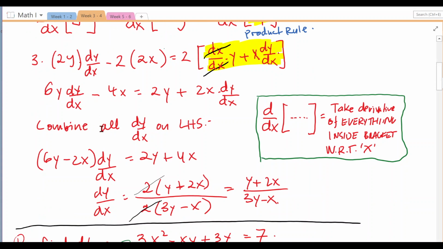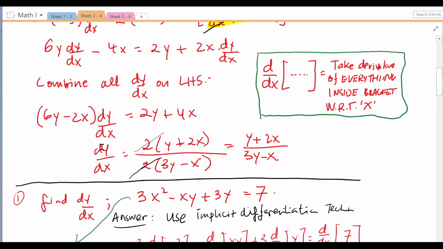Next we combine all the dy/dx on the left hand side. Moving this term to the left, we have (6y − 2x) dy/dx, and moving this term to the right hand side, it becomes 2y + 4x. Therefore our dy/dx equals (2y + 4x)/(6y − 2x), which can be further simplified into (y + 2x)/(3y − x).